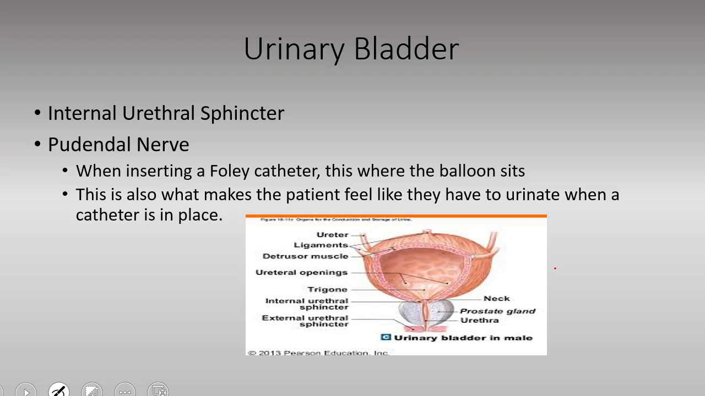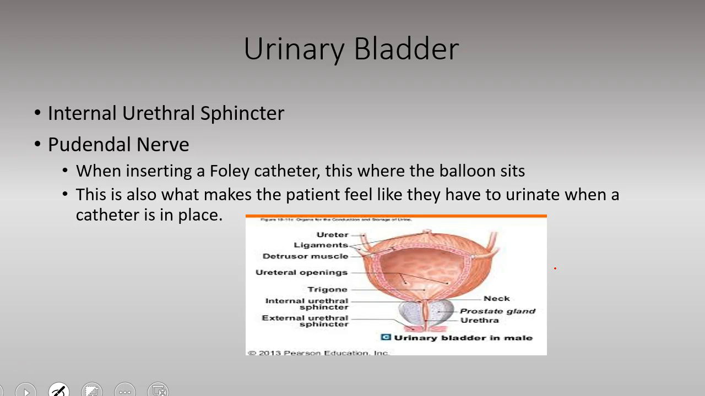And let's see here. So the urinary bladder has an internal urethral sphincter, and it also has a pudendal nerve. The reason why I bring this up is because you will have patients who have Foley catheters placed to help urine pass from the bladder out.